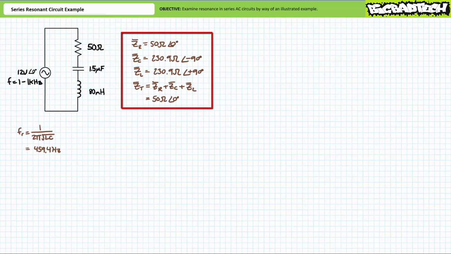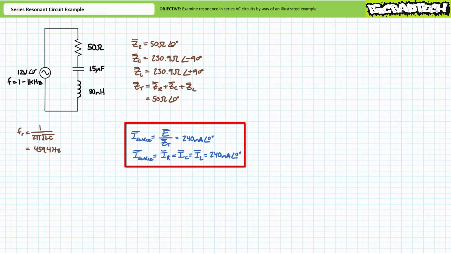At the resonant frequency of 459.4 Hz, the capacitor and inductor do indeed present impedances of equal magnitude, yet of opposite polarity. The total impedance for this series combination of three elements at the resonant frequency is ZR plus ZC plus ZL. Substituting our given values, we find total impedance to be 50 ohms at an angle of 0 degrees. It appears as if ZC and ZL, being equal in magnitude yet of opposite polarity, effectively cancel each other out, such that the source is under the impression that the circuit consists of only the resistive component.